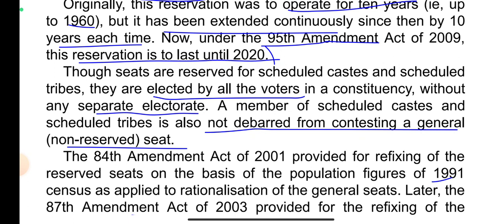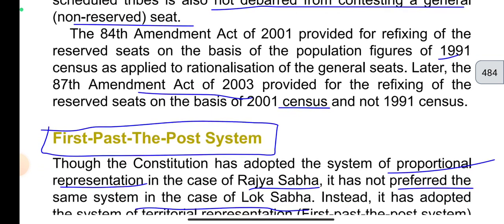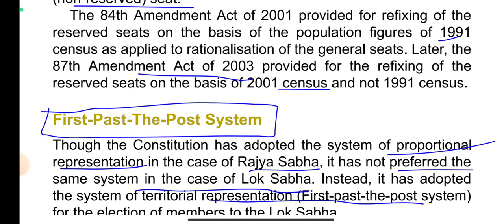Though seats are reserved for scheduled castes and scheduled tribes, they are elected by all the voters in a constituency without any separate electorate. A member of scheduled castes and scheduled tribes is also not debarred from contesting a general or non-reserved seat. The 84th Amendment Act of 2001 provided for refixing of the reserved seats on the basis of the population figures of 1991 census as applied to rationalization of the general seats.